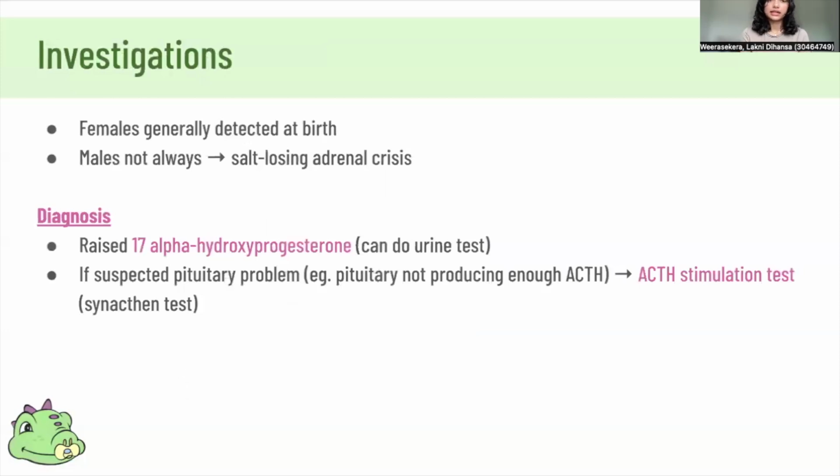Okay, to investigate this, congenital adrenal hyperplasia in patients assigned female at birth is generally detected at birth, but this is not always the case for patients assigned male at birth. And they tend to present, unfortunately, with a salt-losing adrenal crisis first. To diagnose this condition, you look for the levels of 17-alpha hydroxyprogesterone. You can do this in the urine, and these levels tend to be raised. If a pituitary problem is suspected, such as the pituitary not producing enough ACTH, an ACTH stimulation test or a synacthen test can also be done.